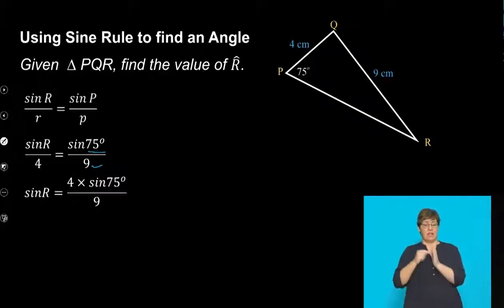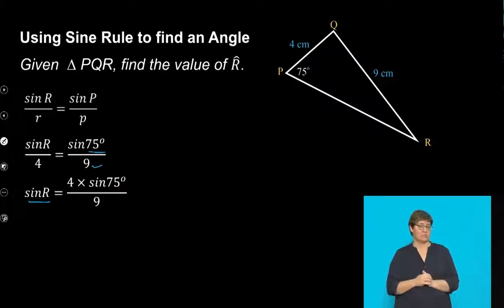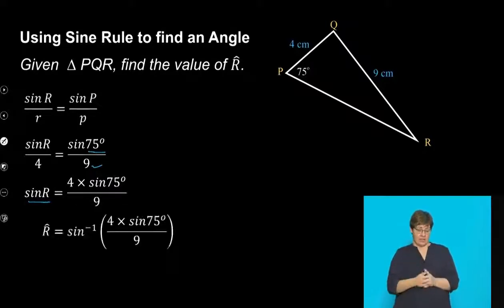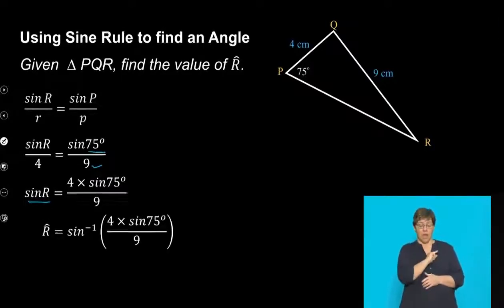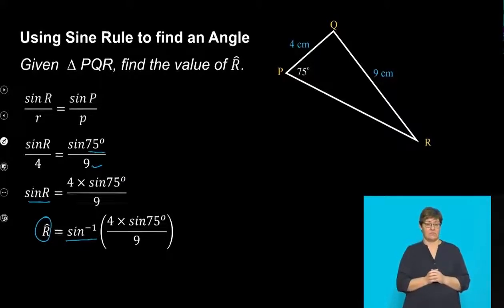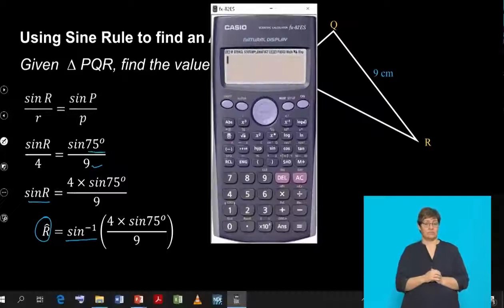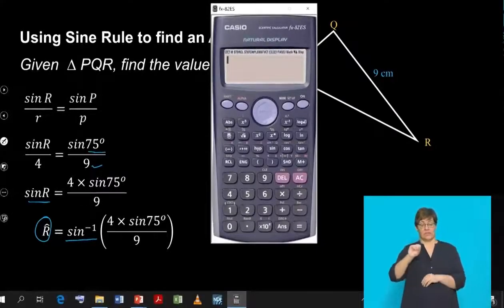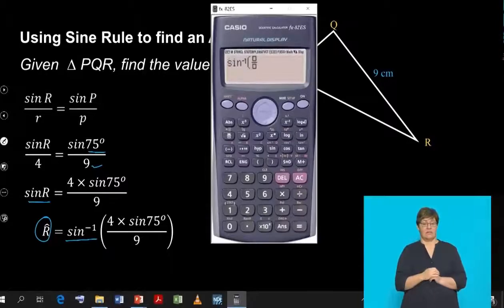Now, we have to remember something. At the moment, we're looking for an angle. And what's different about looking for an angle versus looking for a side? We need to use the second function or the shift key on our calculator. So, because we're finding angle R, we're now going to use the second function sine on our calculator with this fraction in. Let's go to our calculator and see what we have to put in. Okay, so we're going to say shift sine, and in our numerator we've got 4 times sine 75. In the denominator we have a 9.